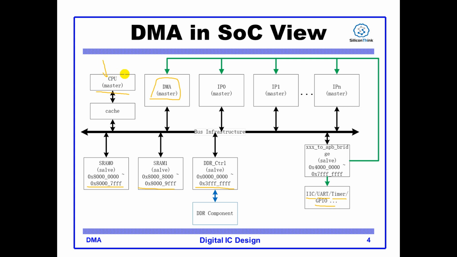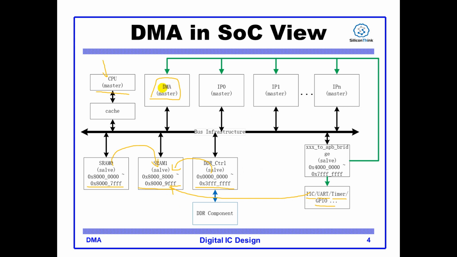So the CPU core can execute the memory copy function to move data from this location to this location, or move data from this location to this location. Also, it can move data from this location to this location. And in this project, we will design a DMA controller to implement the same function. That is, it can move data from here to there, from here to there, maybe also from here to there.